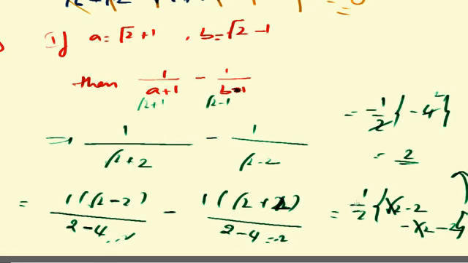I am taking it outside. Minus 1 by 2 I am taking outside. So it will become root 2 minus 2, minus into root 2 minus root 2. Minus into plus minus. So minus plus will cancel. So it will become minus 1 by 2 into minus 4. So the answer is 2.